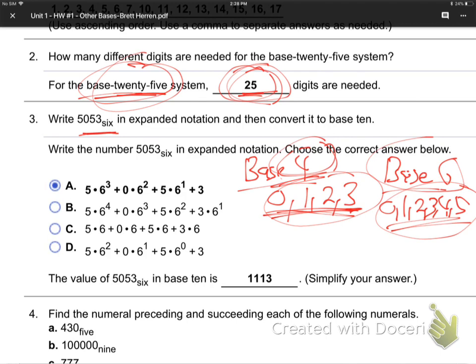they want us to change. They want us to first off write the expanded notation, like the place values. So let me just get a fresh screen where we have room to work here. 5053, base 6. Okay, so number 3 is 5053, and that's base 6. And so our job is to take these different numbers and put the place values underneath them.